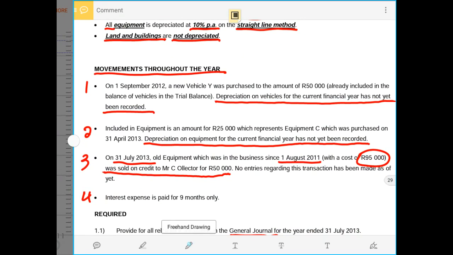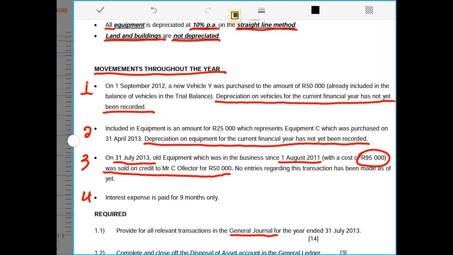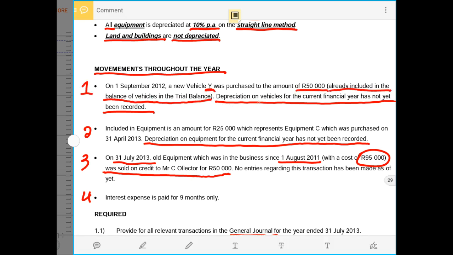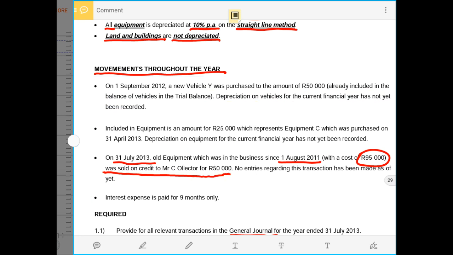Remember, in the first bullet point we were told that motor vehicle Y was purchased and the cost for that was 50,000 rands, and that was already accounted for, or included in the balance of vehicles in the trial balance. That means it was recorded. The purchase of this vehicle, being vehicle Y, was already recorded. However, they told us in the second sentence that depreciation on vehicles for the current financial year has not yet been accounted for. So now we only need to account for the depreciation for the vehicle.